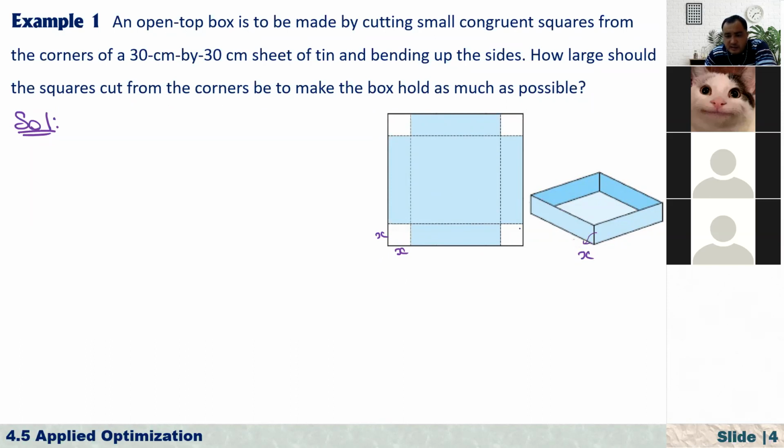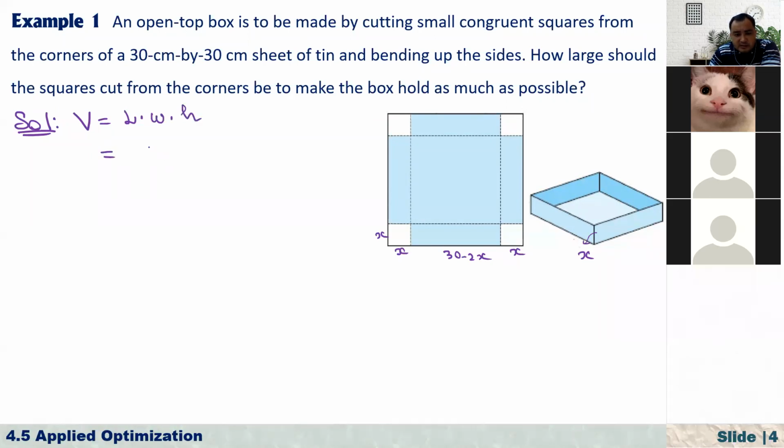And since its length is 30, and also this one is x, the remaining part will be 30 minus 2x. And the same thing because it's symmetric, this will also be 30 minus 2x. It's 30 minus 2x, 30 minus 2x, and the height. So to find the volume, what is the volume? It is a container like a cuboid, right? It is equal to length times width times height.